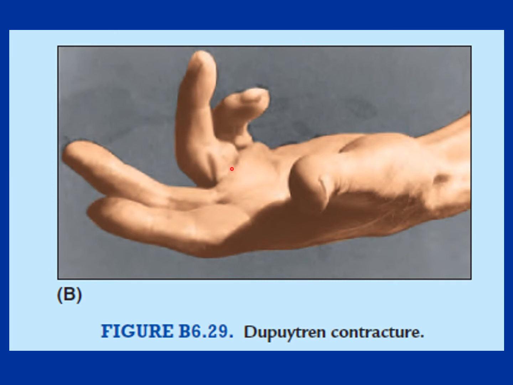Here you can see the rest of the two fingers are okay, but the medial two fingers are contracted. Why are they contracted or flexed? Because the palmar aponeurotic bands over here are nodular, fibrotic and thickened. Because of their shortening, this is happening, which is known as Dupuytren's contracture.